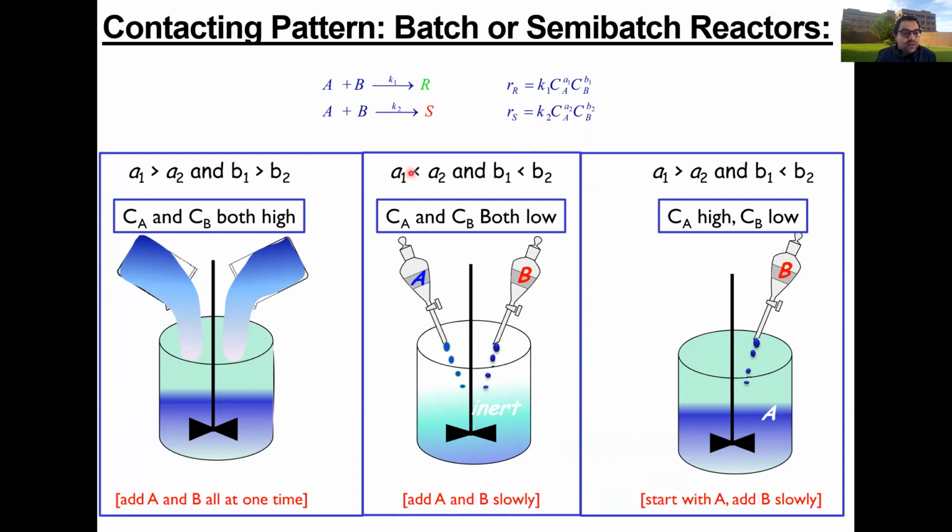So if I need both my concentrations to be high, if A and B, I just drop them all at the same time. And these images are for a non-continuous system or a batch system, right? If I need both of them low, I slowly introduce them into a batch of inert. If I need one of them high, then I have my batch reactor filled with one of the chemicals, and then I slowly introduce the second chemical.